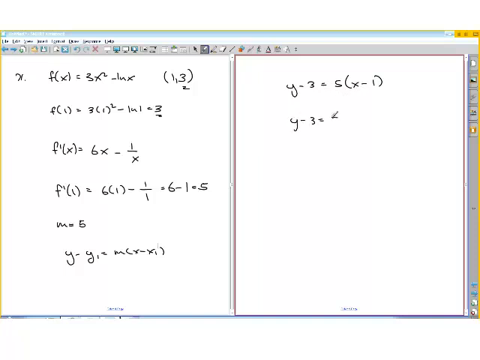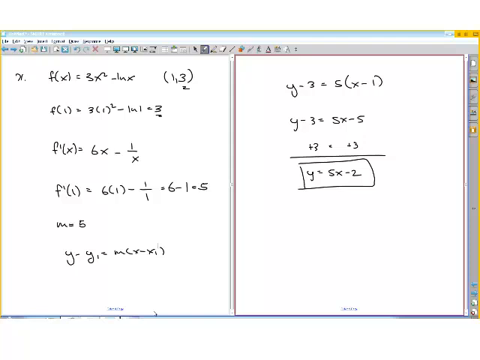Then we multiply out the right-hand side. So we distribute the 5 to each term. And then we add 3 to both sides, so we can solve for y and get the equation in slope-intercept form. So that's your final answer. Y is equal to 5x minus 2. So let's just prove that we did it correctly. So I'm going to write that answer down.